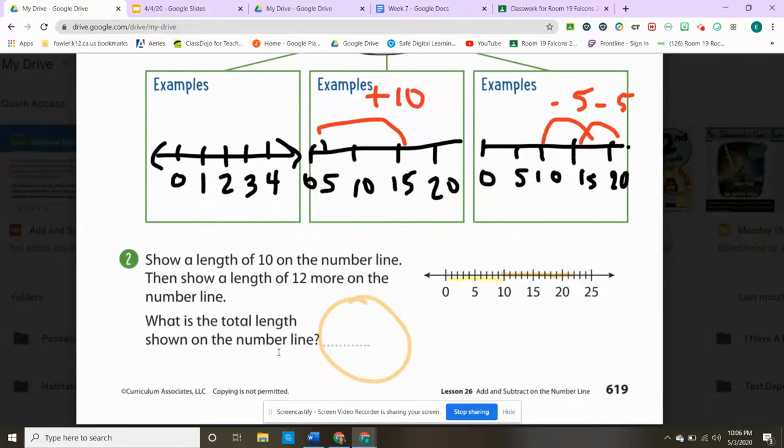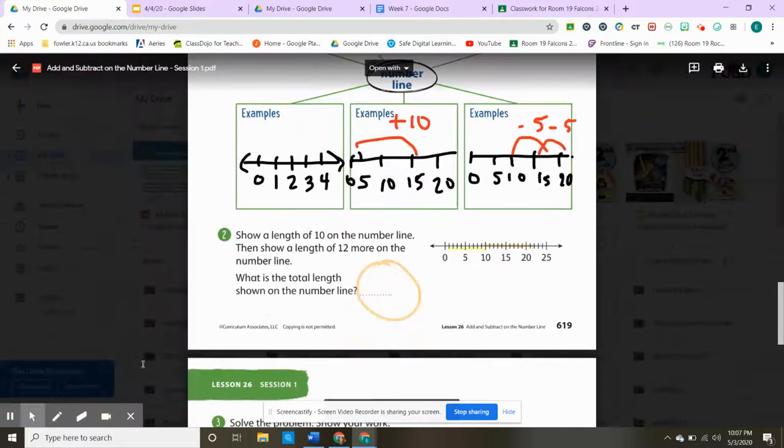And then I would like you to try number 2. Show a length of 10 on the number line, then show a length of 12 more on the number line. What is the total length shown on the number line? So remember, we're going to start with 10. There's one color, and then add 12 more. So 5, 10, 11, 12. And I want you to write an equation, and I want you to write the sum. All right, my friends, great job.